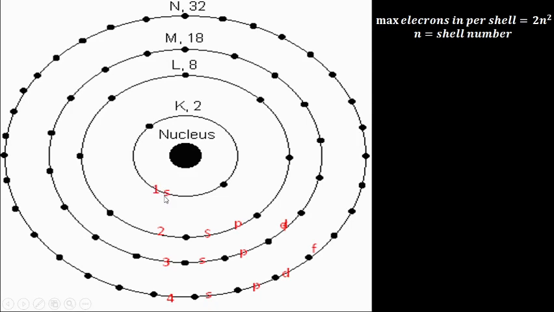So this is 1s, there is no 1p. This is 2s, 2p, there is no 2d. This is 3s, 3p, 3d, there is no 3f. This is 4s, 4p, 4d, 4f, there is no 4g. And from that, we know that the maximum number of electrons per shell is equal to what? 2n raised to power 2, where n is the shell number. And you can see the KLMN notation.